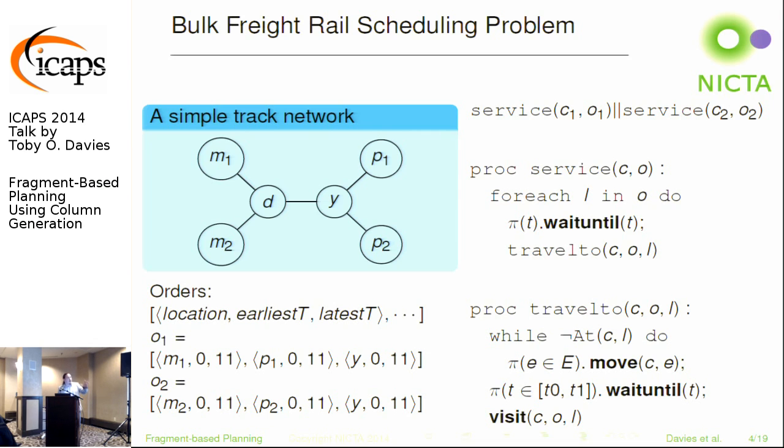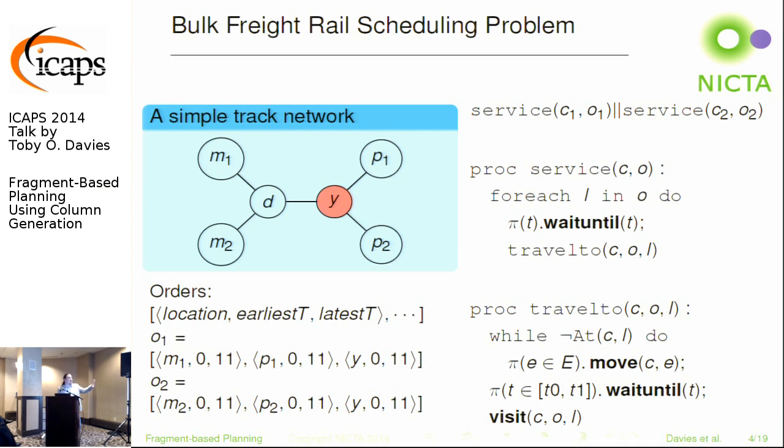The problem specification is on the right. This is in the form of a Golog program. To read that: run a service for order 1 on consist 1 concurrently with running a service for order 2 on consist 2. An order is just a set of points. I'll go through the first example. Order 1 is: you start at the yard, go to the depot, to the mine, back to the depot, to the yard, to the port, and then you refuel at the yard again.